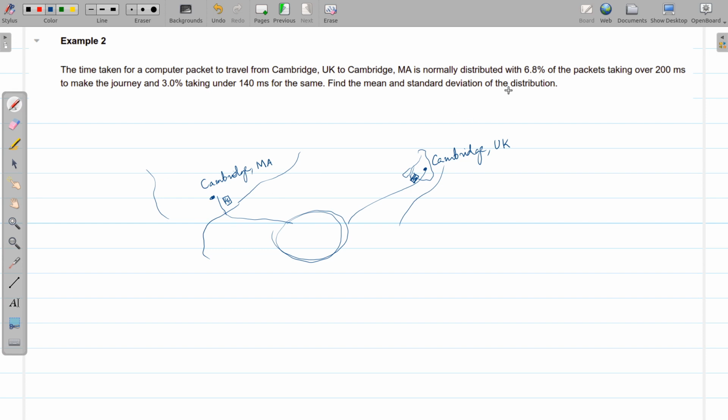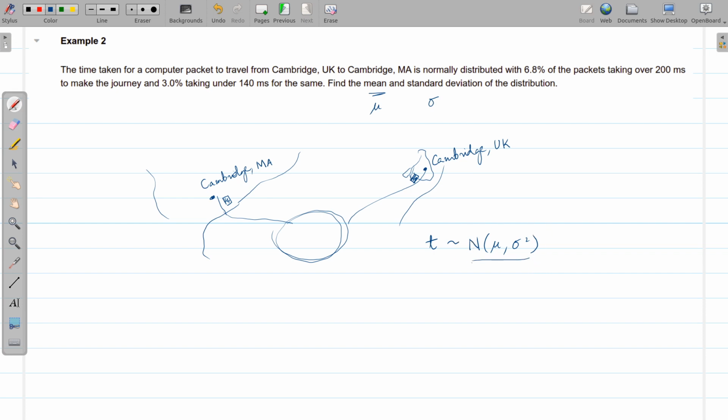So this is the data which is given. The time that it takes has a normal distribution. Let's say the time taken is t. This time is a normal distribution, a Gaussian distribution with a certain mean and a certain variance. This is what you need to find out. What is the mean and what is the standard deviation of this distribution?